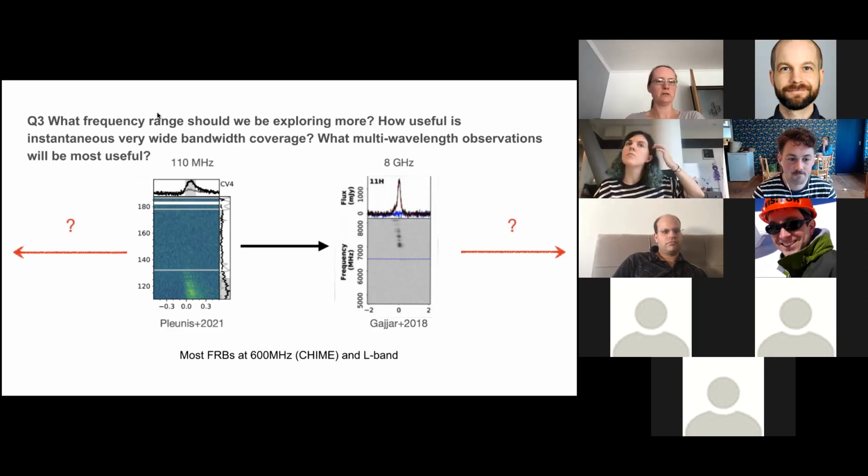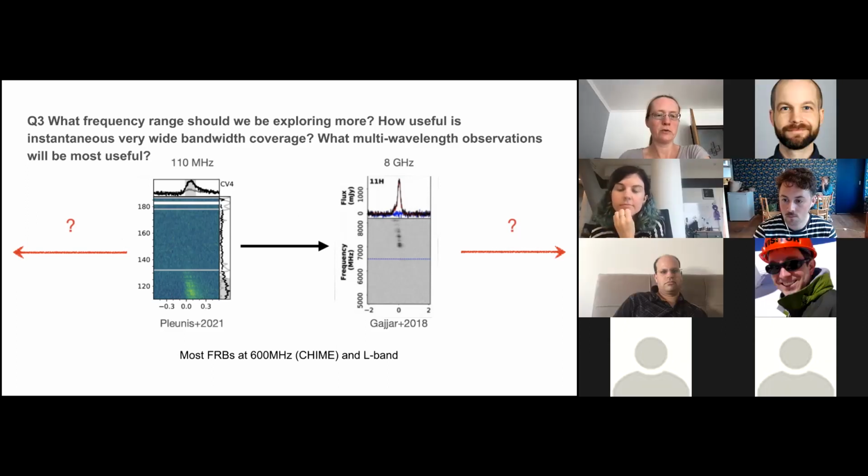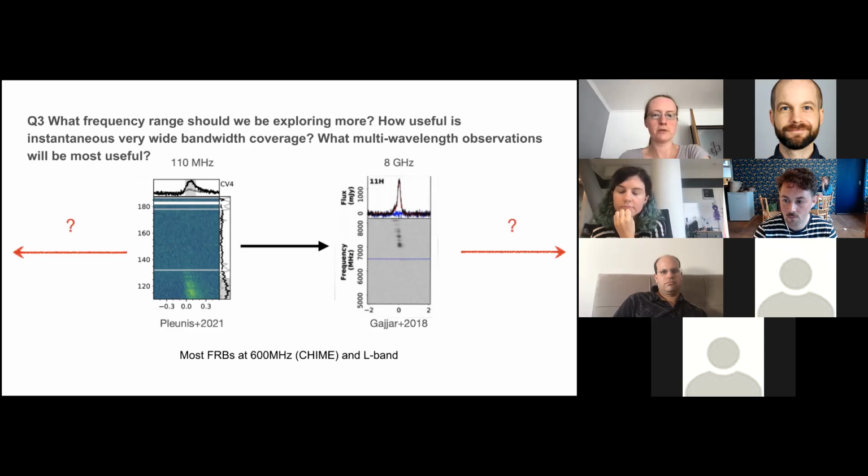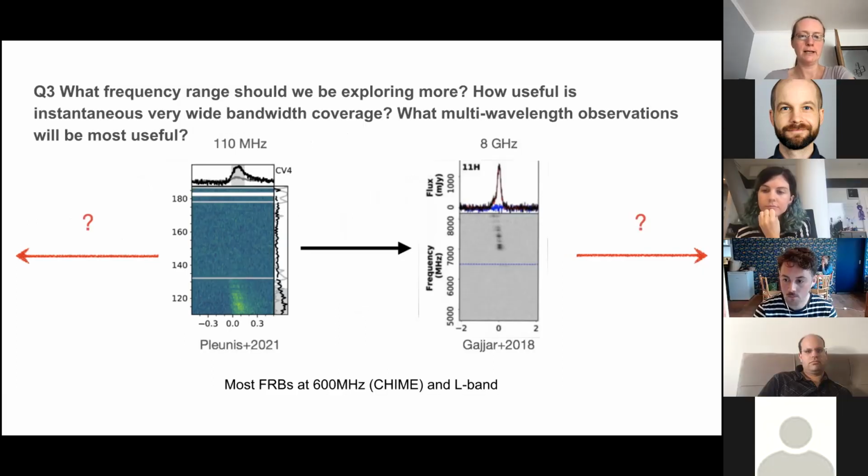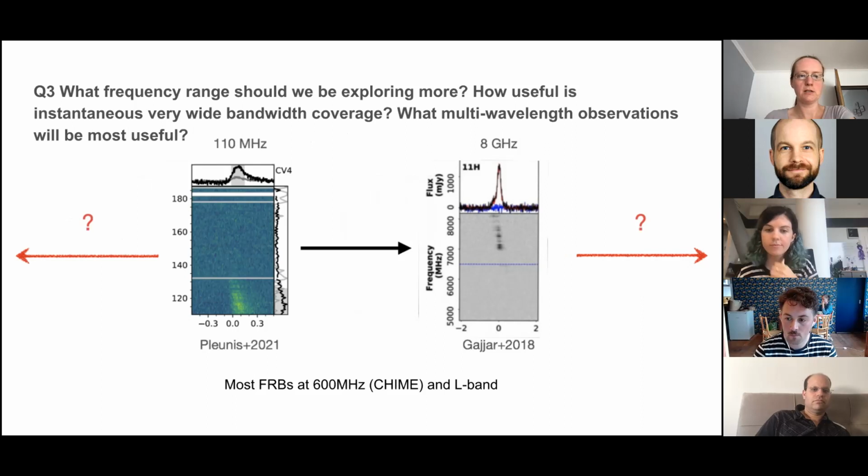Yeah, so similar to what we've discussed a lot about timescales of exploring, that we should go to shorter and longer, another related topic, of course, is frequency ranges. Of course, within radio, but also multi-wavelength observations to higher energies, what's most useful. Perhaps a specific question is how useful is instantaneous wide bandwidth coverage? This was done a lot for the first repeater with minimal success, in the sense that it was very rare that you would detect a burst in multiple bands simultaneously.